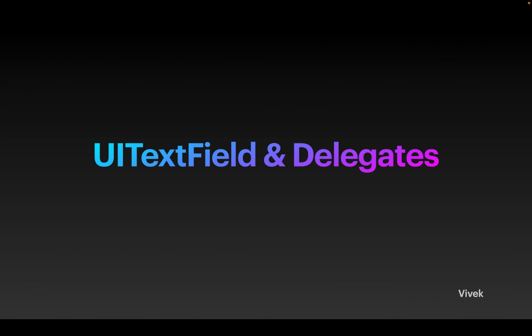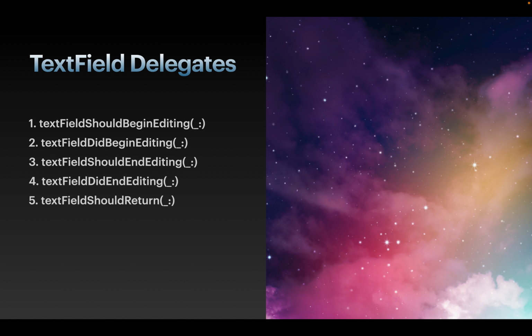The next topic that we are going to learn is UI text field and delegates. We have seen the UI text field before. Now we'll cover its delegate methods as well. These are the five major delegates that we are going to see now. These delegate methods will be called automatically by Xcode. Let's see this in code so that you'll get more clarity.